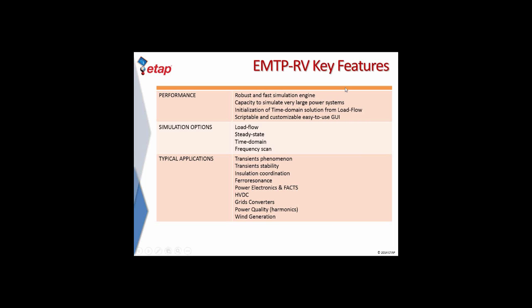What are the key features of the software? When we talk about fast transient simulations, something extremely important is the solver. Fast transient simulations are kind of complex, especially if you have a very large network, and we claim that the EMTP-RV solver is the best that exists on the market. It can simulate an extremely large network in a second without compromising the precision and accuracy of the system.